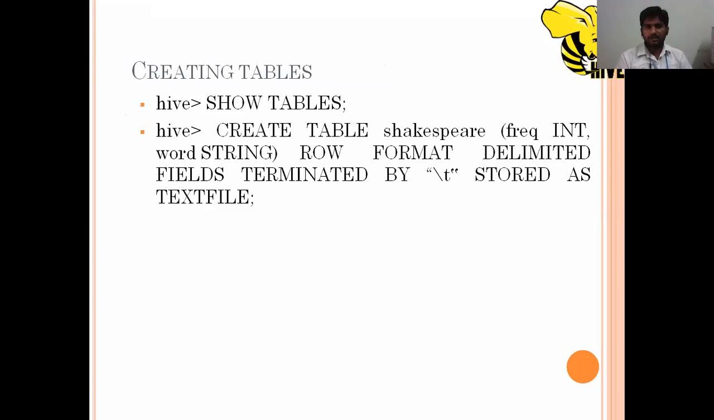Then how to create a table? Create table Shakespeare, with frequent int and word string. So two columns. Row format delimited fields terminated by /t, stored as a text file. So I am creating one table named Shakespeare. The table is stored as a text file and contains two fields: frequent and word. Frequent is an int type and word is a string type.